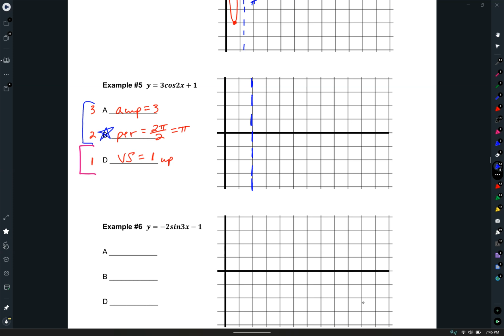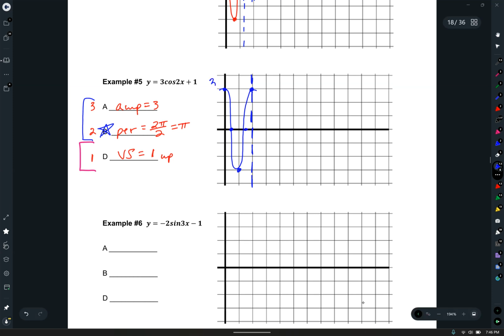So let's think about it. Cosine starts and ends at 1, but in this case, since the amplitude is 3, I'm going to start and end at 3, and then halfway I'm at -3, and then halfway between each of those is when I'm at 0. So this would be the graph that includes the amplitude of 3 and the period of pi. If I were labeling it, I would say this is the graph of 3 cosine 2x. It does not include the +1.